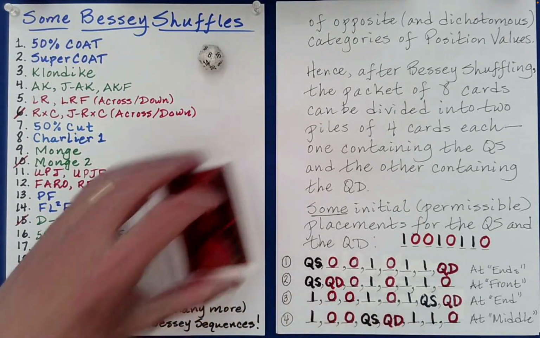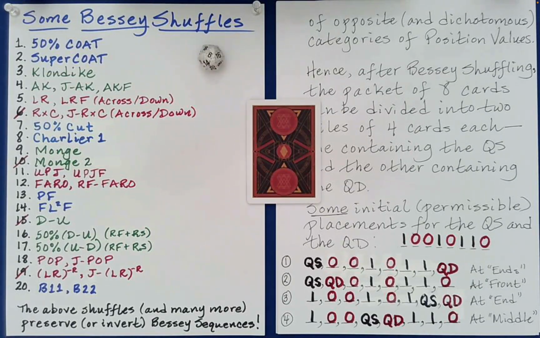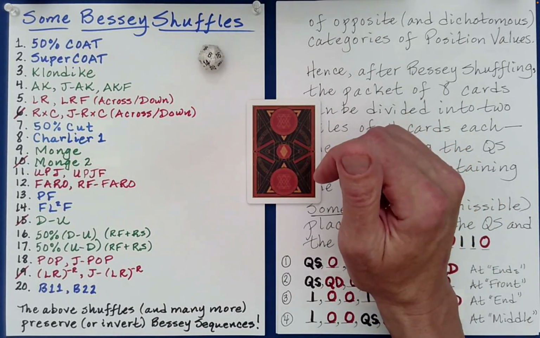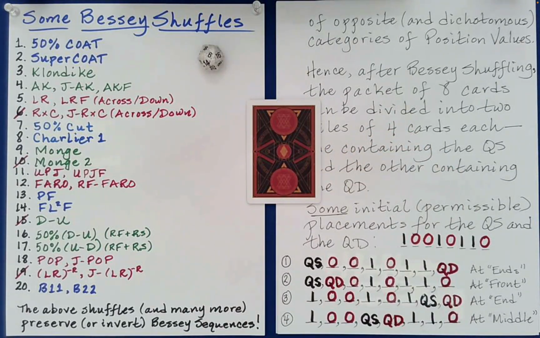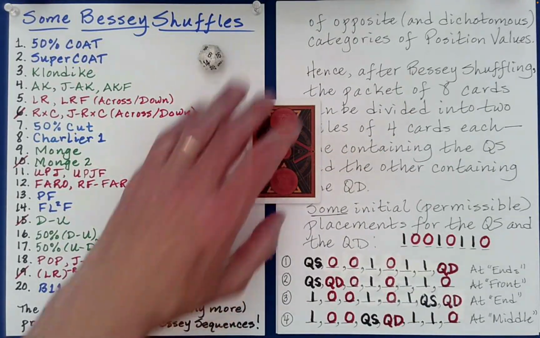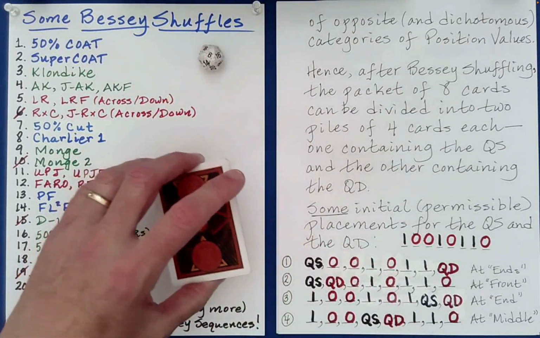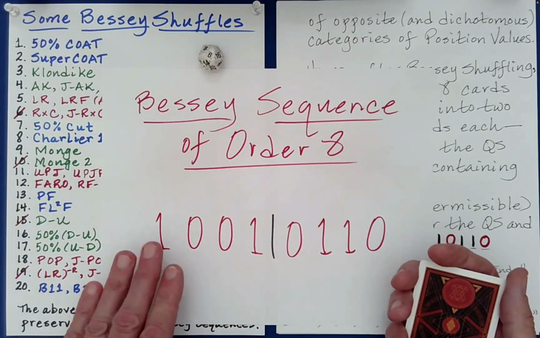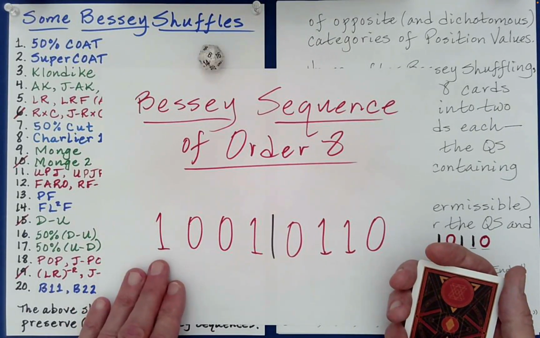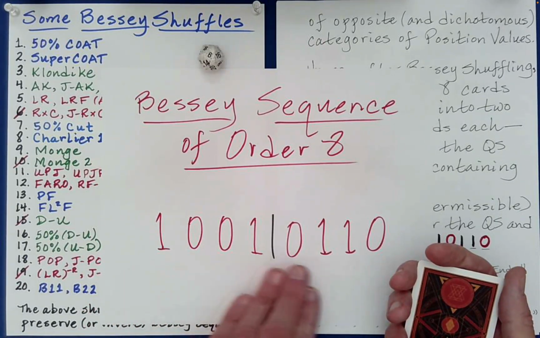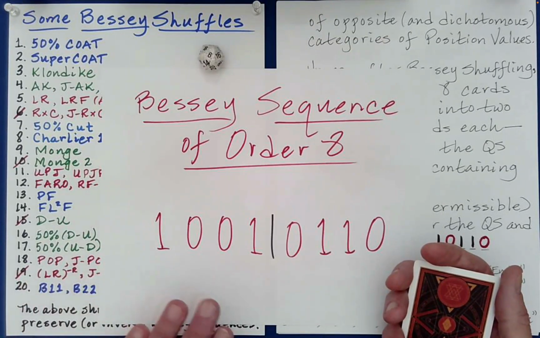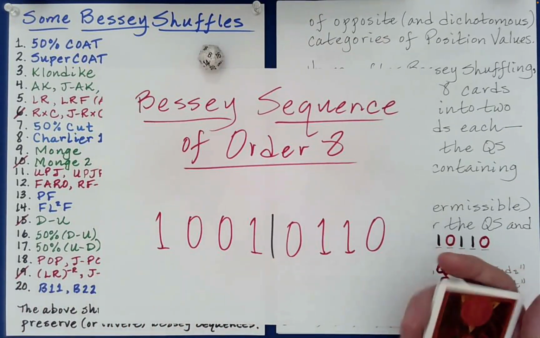Okay, so I need to make sure I keep the packet in camera view. Okay, so the claim is that this is still a Bessey sequence. It has a Bessey sequence structure. Well, if it does, what that means then is that it'll look something like this here, where it's a structure where you have the cards in position 1, 4, 6, 7 will be of one group in just a moment, and cards in positions 2, 3, 5, 8 will be in the other group.